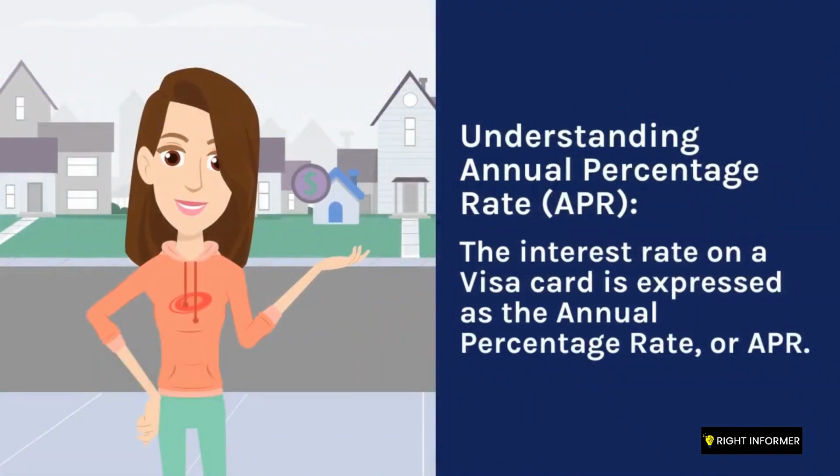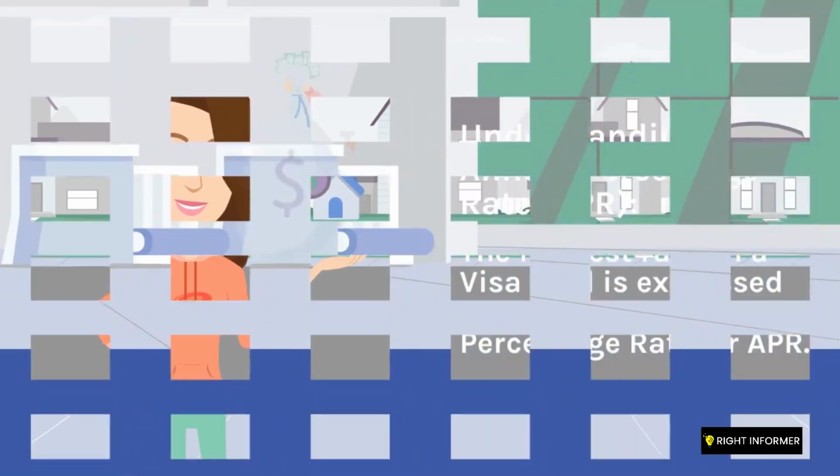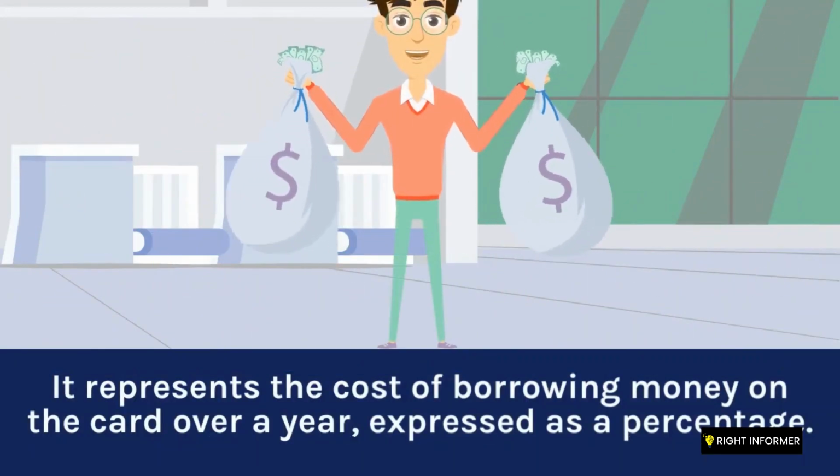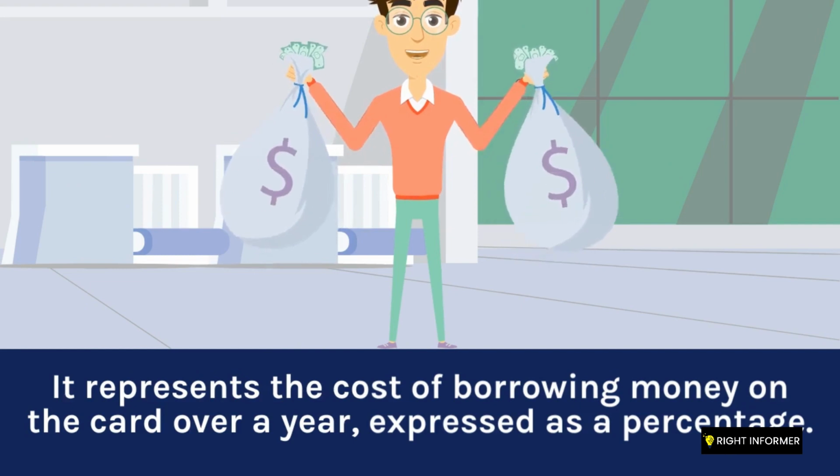Understanding annual percentage rate, APR. The interest rate on a Visa card is expressed as the annual percentage rate, or APR. It represents the cost of borrowing money on the card over a year, expressed as a percentage.